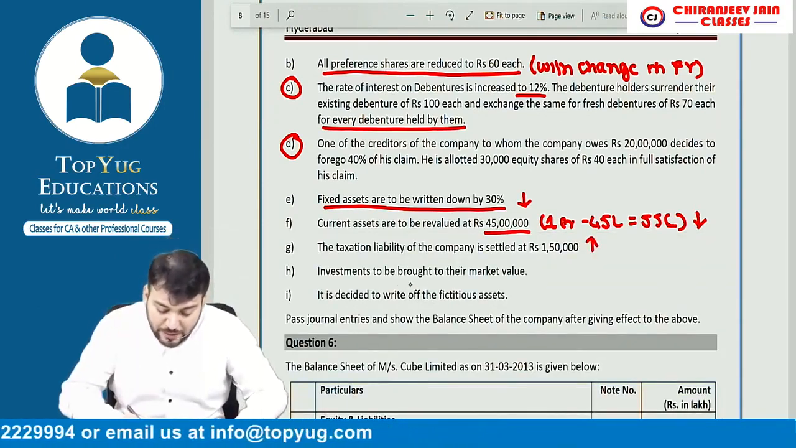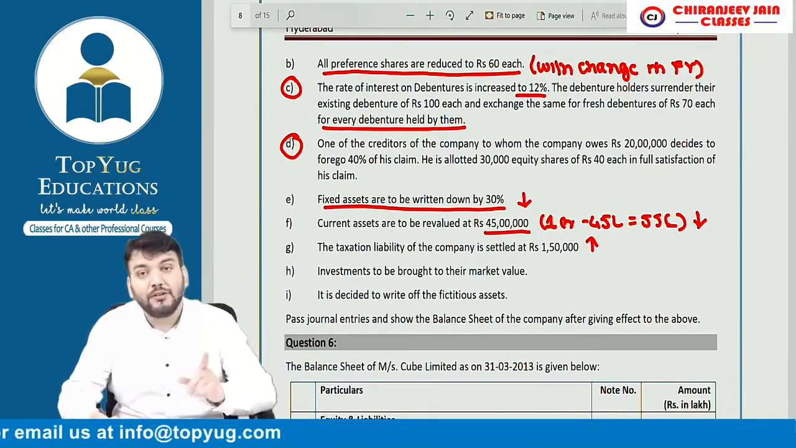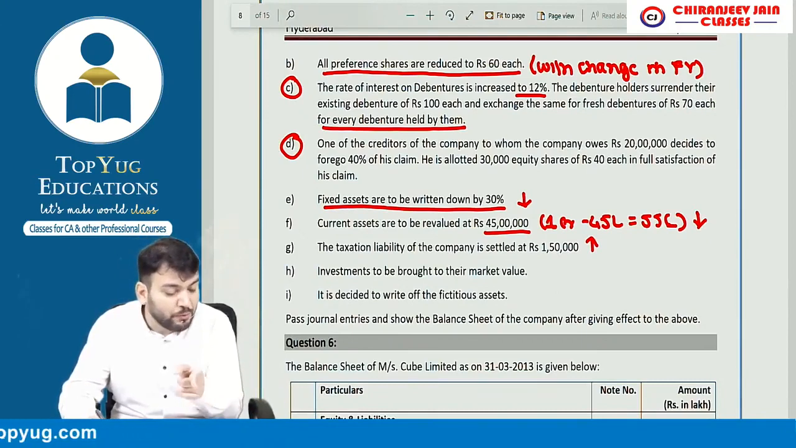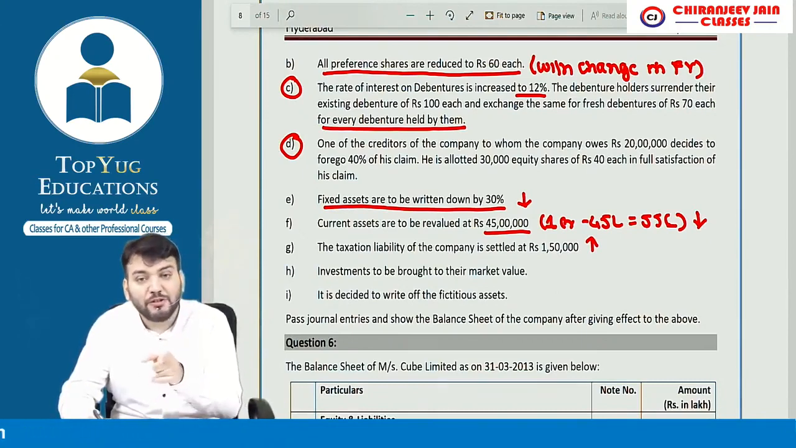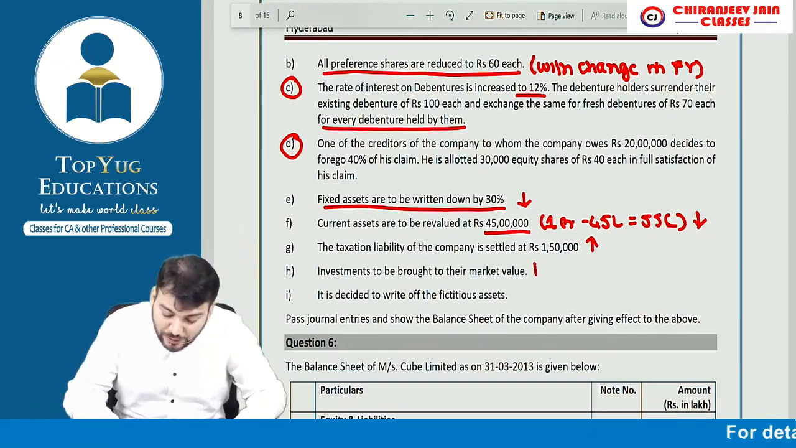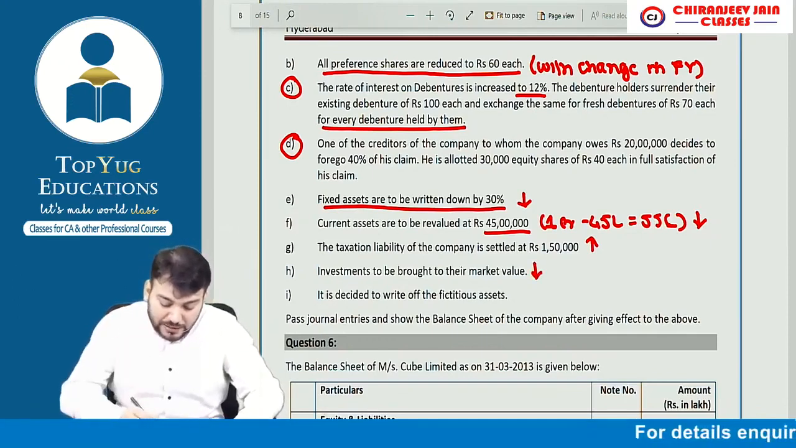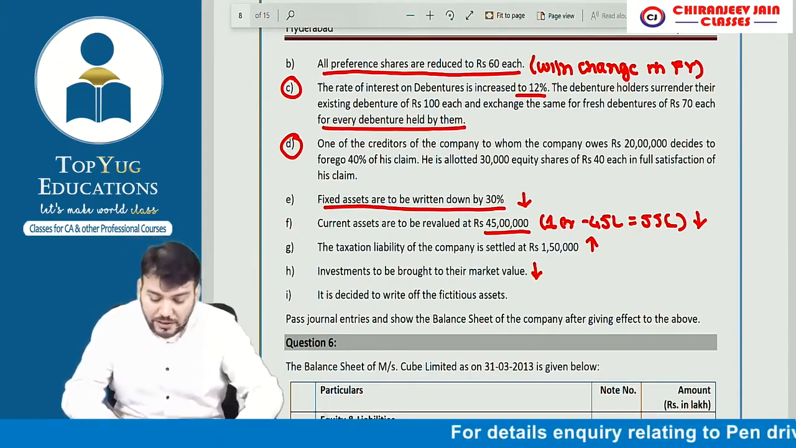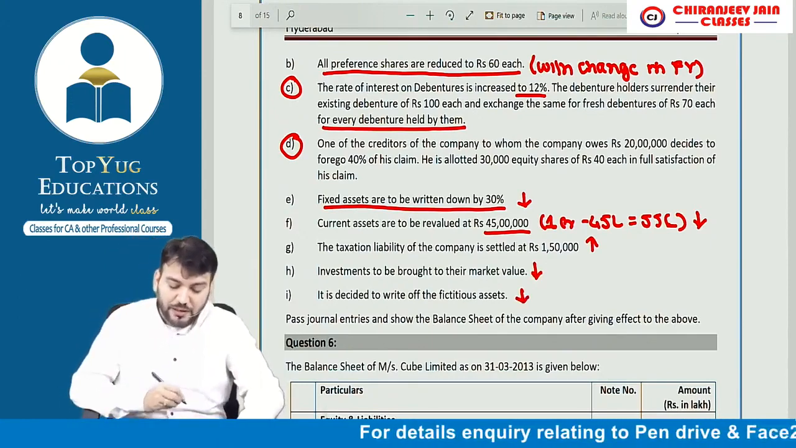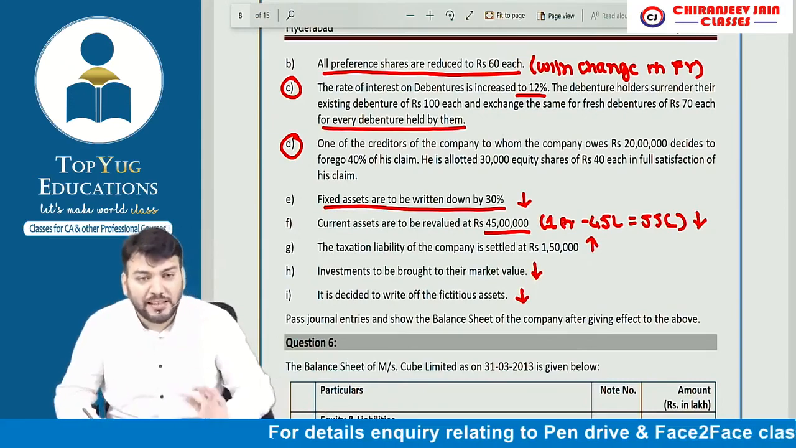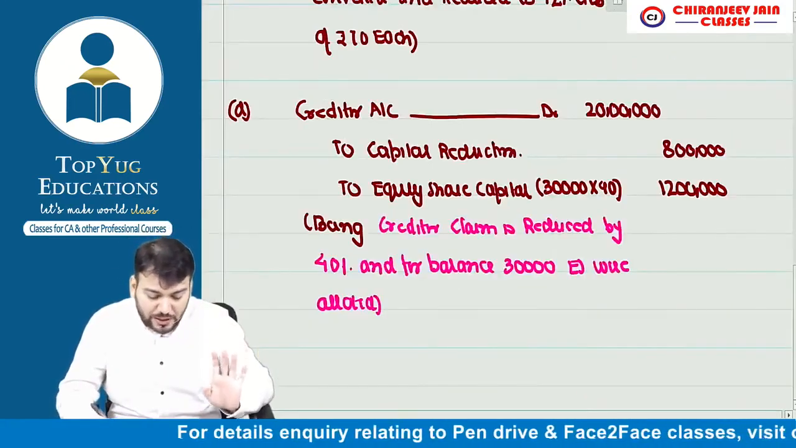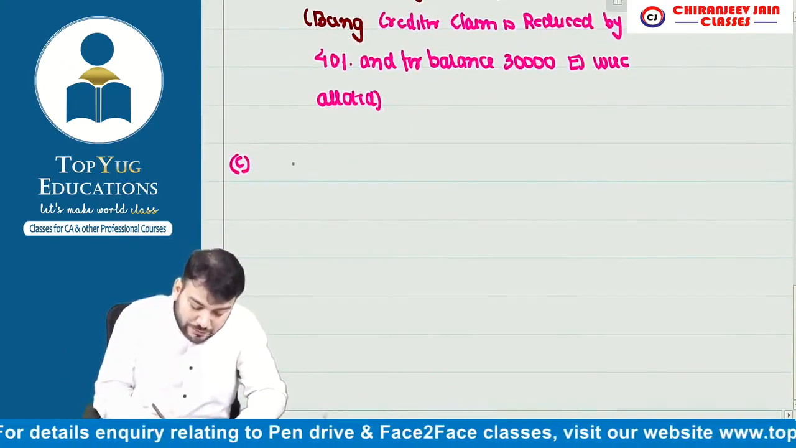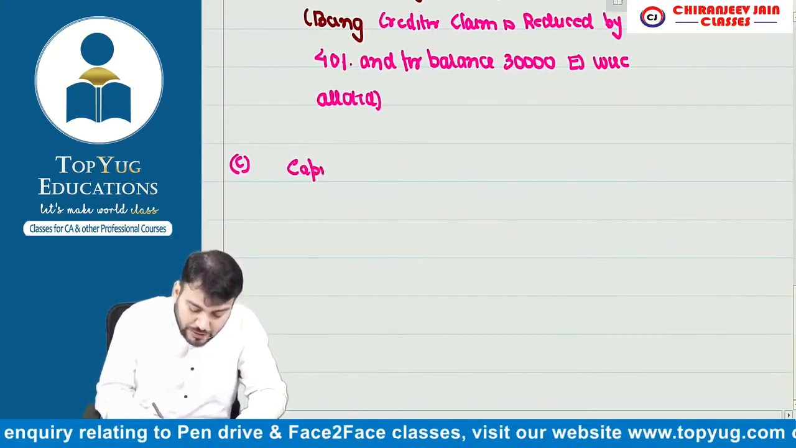Correct. The investment is to be brought to its market value. You can see in the balance sheet the investment book value is 10 lakh and market value is 9,50,000. It is also to be reduced. And it is decided to write off fictitious assets. Even if not said, we would write it off. So can I say first we can reduce the assets given together? So for point number E we will pass one compound journal entry. So tell me, what journal entry?